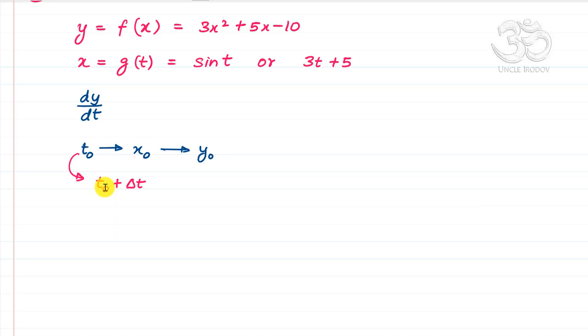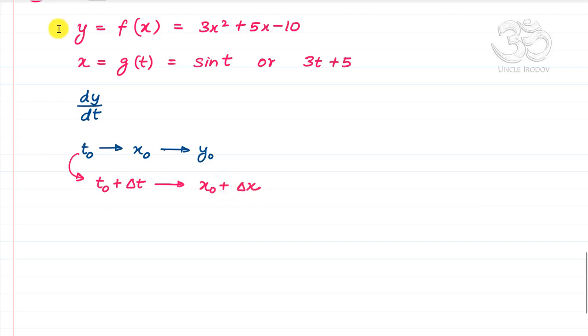When you change the value of t by a certain amount, the value of x also gets changed by that same amount. So you get x naught plus delta x, where delta x is a small change made in the value of x when a small change of delta t is made in the value of t.